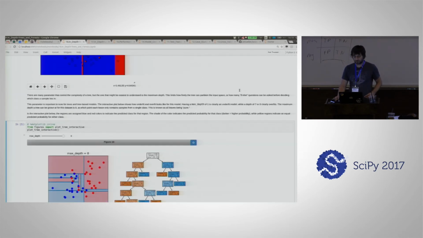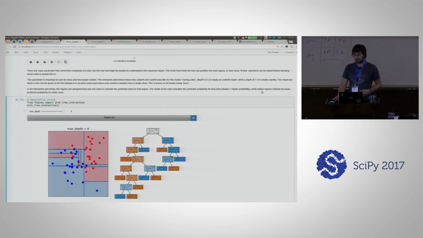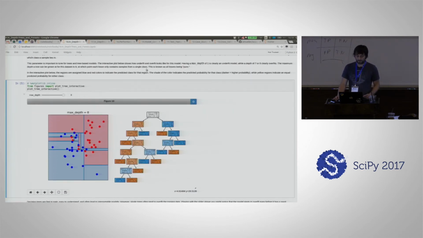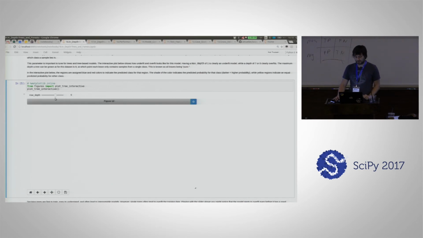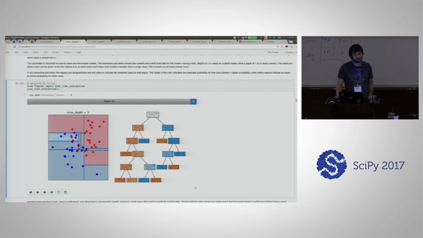There are several ways to restrict these trees and keep them from overfitting. One is the maximum depth, which you can experiment with here using the slider. Other possibilities are the maximum number of leaf nodes, or the maximum impurity, which basically says how many wrong points there can be in a region before I stop splitting.